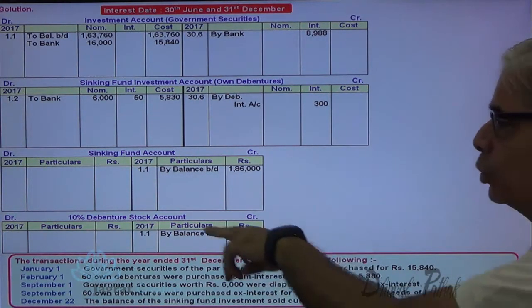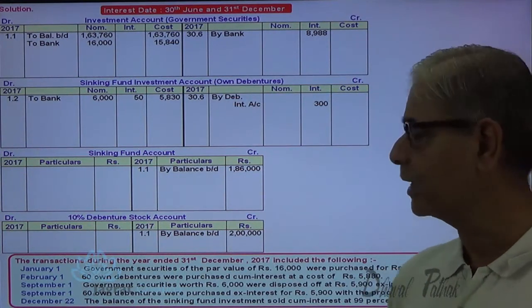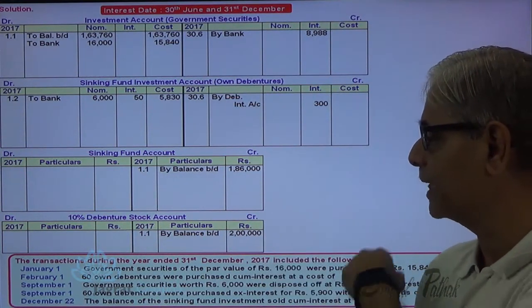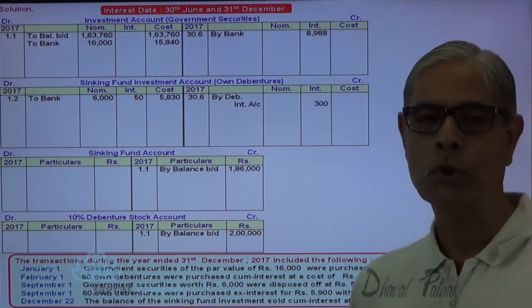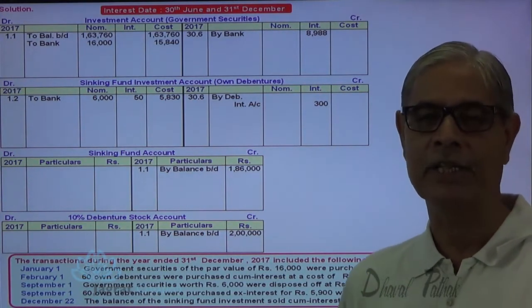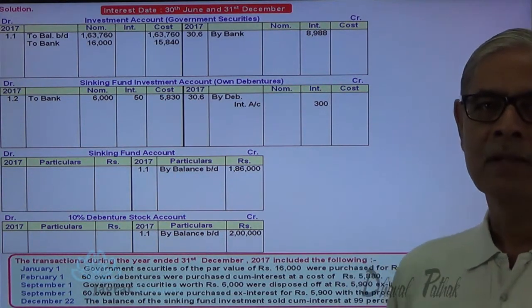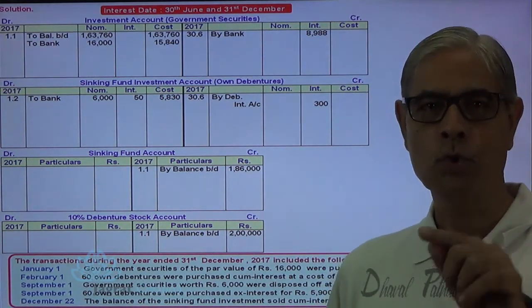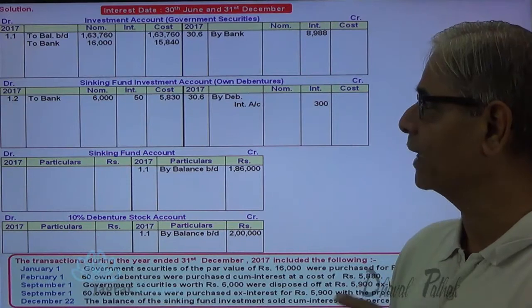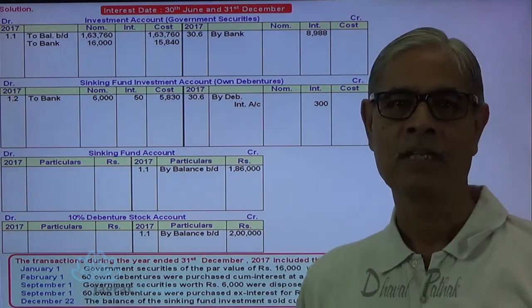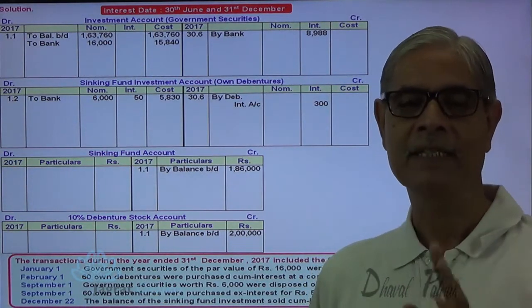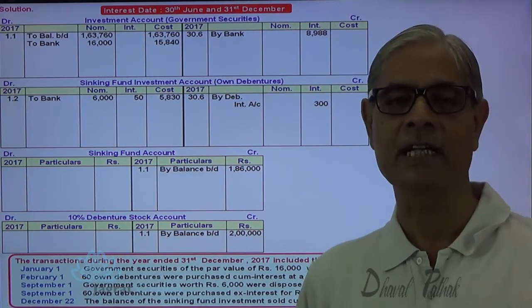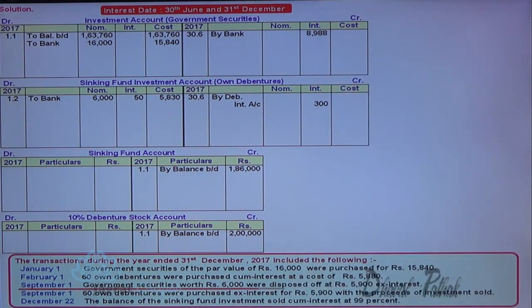Now on this 2 lakhs you are required to pay debenture interest at the rate of 10% for 6 months. That works out to be 20,000. So you are required to write down the entry: debenture interest account debit, interest on own debentures account credit for the 6,000, 6 months interest, and the amount payable to the outsiders will be credited to bank account.